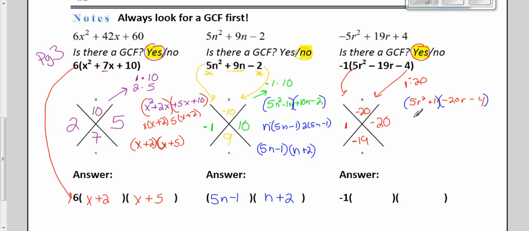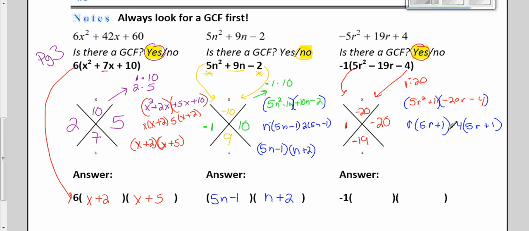Nothing pulls out. Oh, an r pulls out. So we got r, and we got 5r plus 1. And then now the second one, we see a negative, so we know we're going to put on a negative. And it looks like 4 will go into both of those. And we're pulling out the GCFs here. So it becomes 5r plus 1.